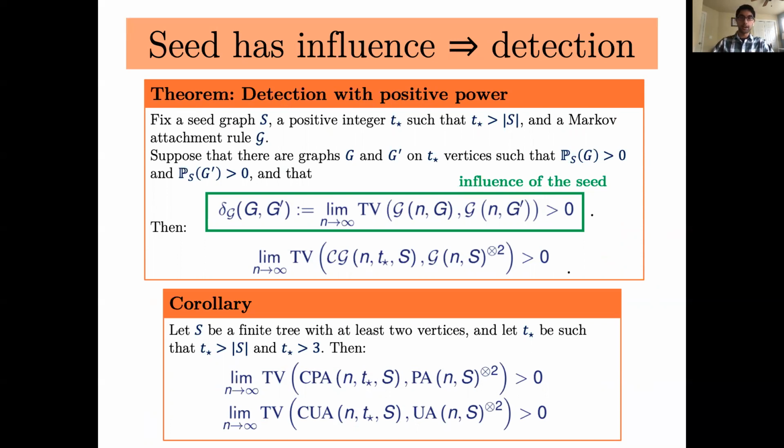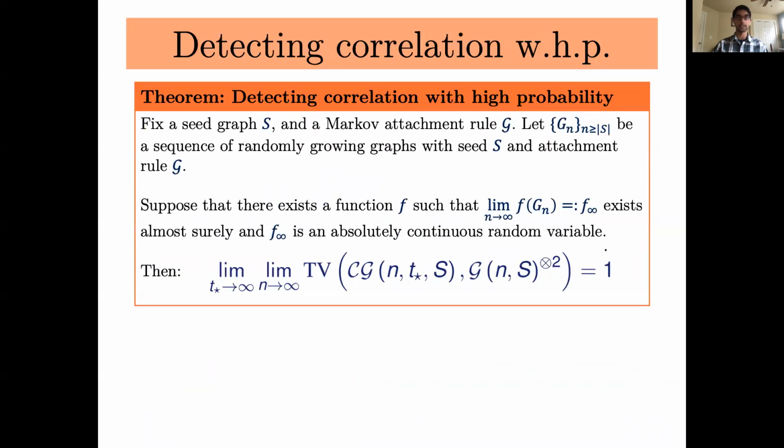Now, this leads to a natural follow-up question. Here we have detection with positive power, but when can we get detection with high probability, or in other words, detection with power 1? The next theorem shows that as the amount of correlation T star grows large, the total variation distance between the two distributions tends to 1, as long as we can find some magic function f, such that f of gn converges to some absolutely continuous random variable. This condition is somewhat vague and mysterious, but for the moment, let's assume that it holds.